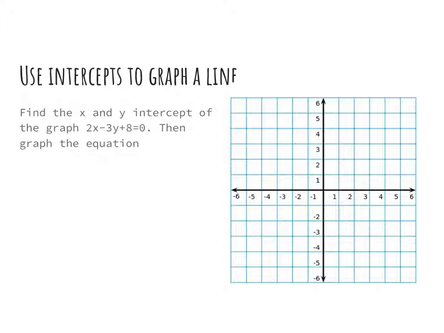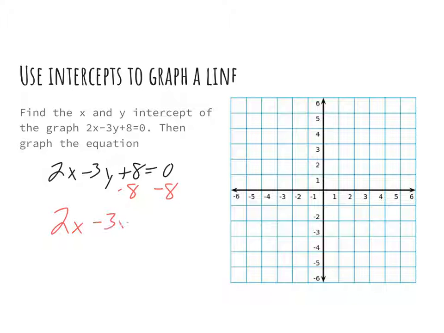Now we're going to use standard form to find intercepts to graph a line. So when we have the equation 2x minus 3y plus 8 equals 0, and I want to find the x and y intercepts and then graph it, the first thing I need to do is get it into standard form. So I subtract 8 from both sides, giving me 2x minus 3y equals a negative 8.